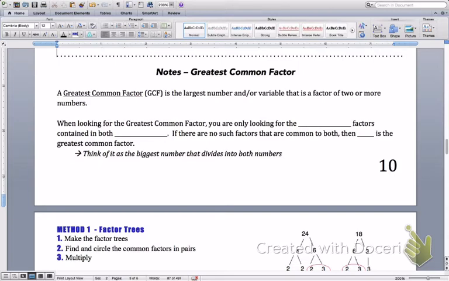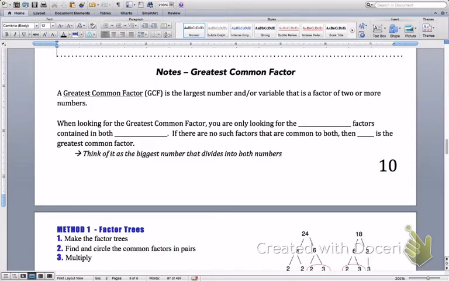This is just a recap. I'm going to go over two different ways on how to find the greatest common factor. And the reason why we want to make sure we review this topic is because these usually come up on the ACT in the form of word problems. So let's go ahead and get started.